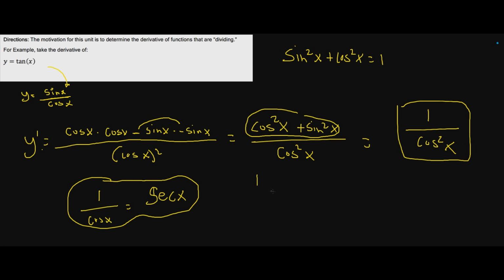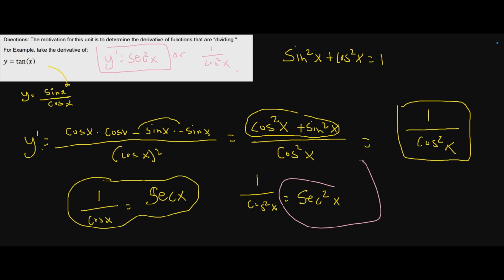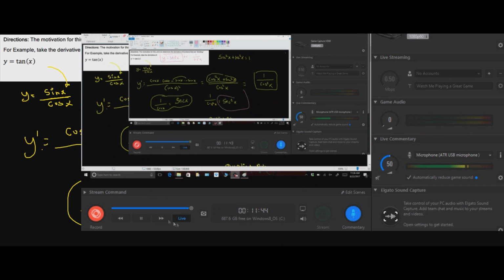So what is 1 over cosine squared of x? Well, that's just secant squared of x. So the derivative of tangent turns out to be y prime is equal to secant squared of x. And there it is. Or 1 over cosine squared of x. And see how we can use the quotient property to help us find the derivative of tangent. And we get a very nice result, secant squared. Hopefully that helps you, my friend.